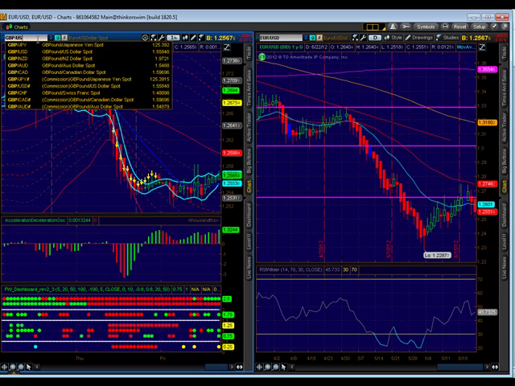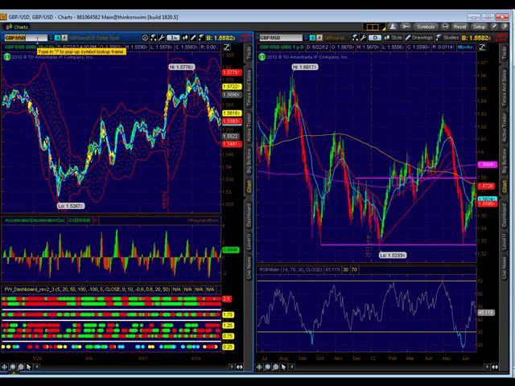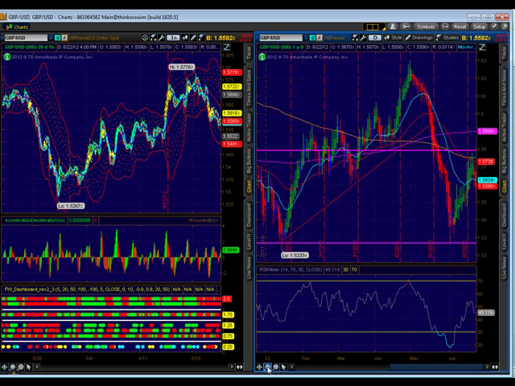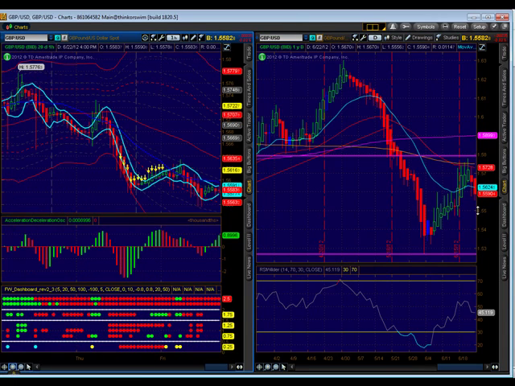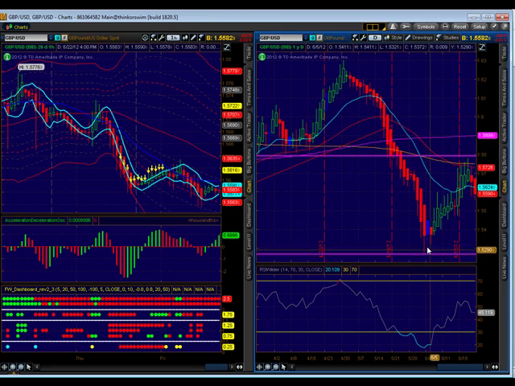How about the pound dollar? Zoom in for you on the daily. Zoom in a little bit here on the hourly. And we see something a little bit similar. We hit our low here at 1.52. We come up and we find resistance at the 50, and notice the 200 moving average is here also. And now we're pulling back a little bit.